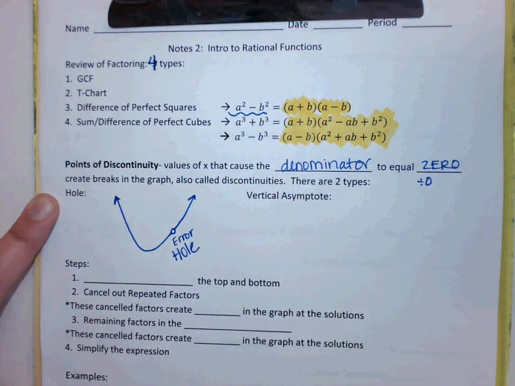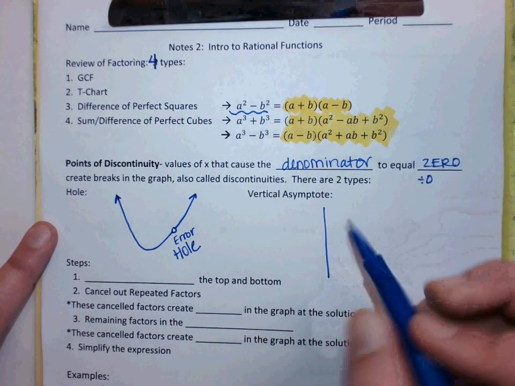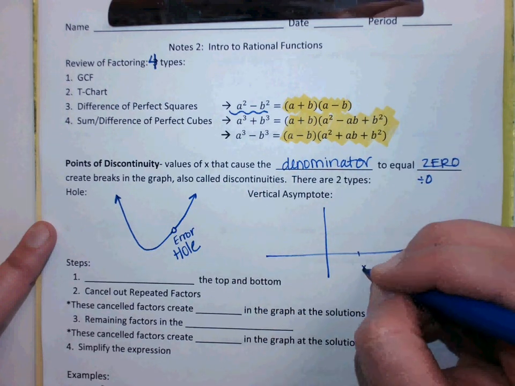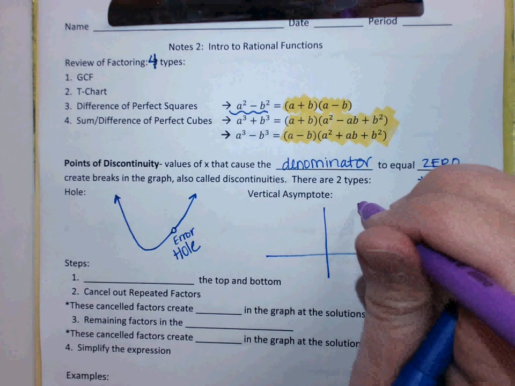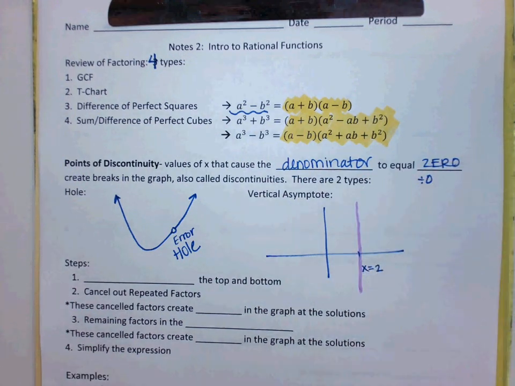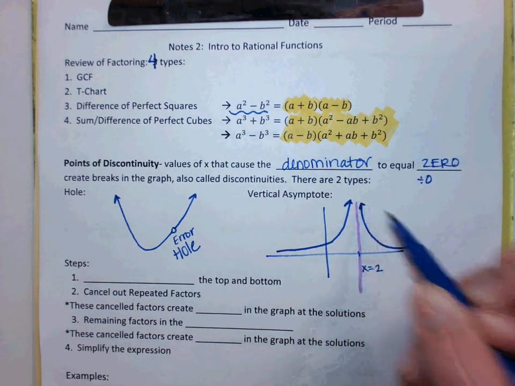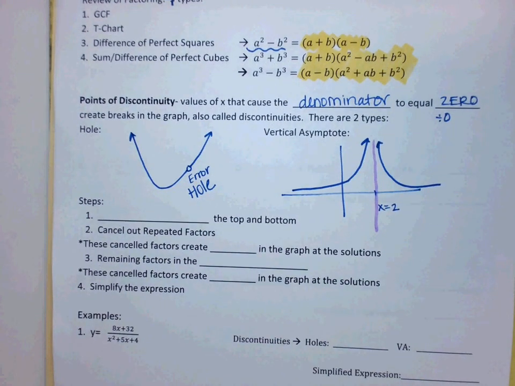The other type of discontinuity that you can have is a vertical asymptote. We have talked about those a little bit, but let's say that you have an asymptote at x equals 2. Basically what that means is that your graph is going to get really close to that line from both sides, but it's not actually allowed to touch that value. So that's what a vertical asymptote is.